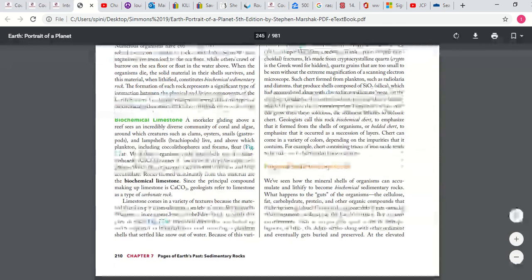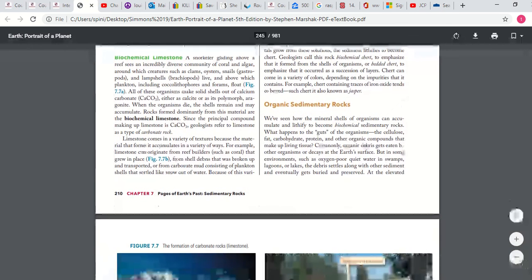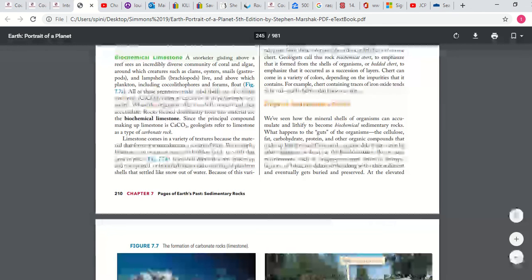Next are the organic sedimentary rocks, and we've talked a little bit about that in terms of coal. If you've ever seen coal, if you lived 100 years ago, you saw lots of coal because you'd go out and buy it and use it to heat your house. But again, this is a sedimentary rock that's made from organic things like plants and animals.